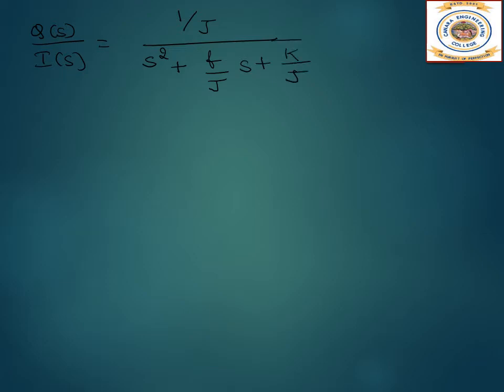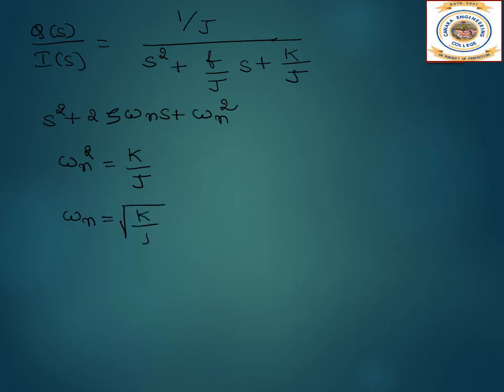So what is the next step? Next step is comparing with the standard second order transfer function, right? Let me just write the denominator: s² + 2ζωn s + ωn². So if I compare, we get ωn² equal to K/J. Always remember, compare only the denominators, never compare the numerator. This is K/J, so ωn will be root K/J.